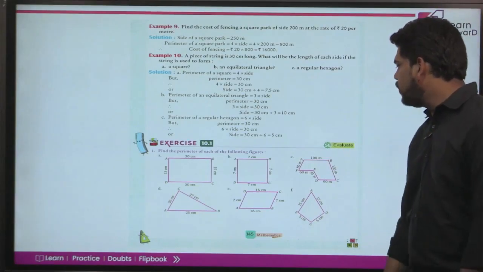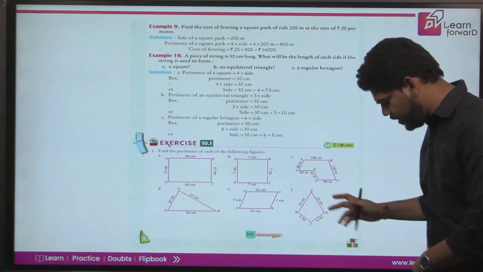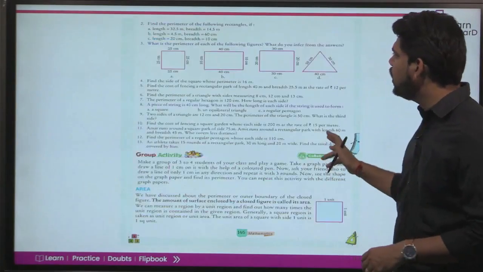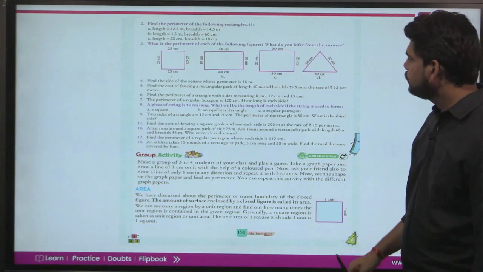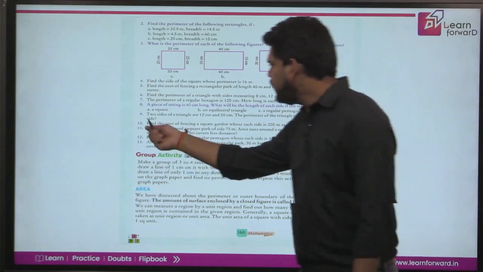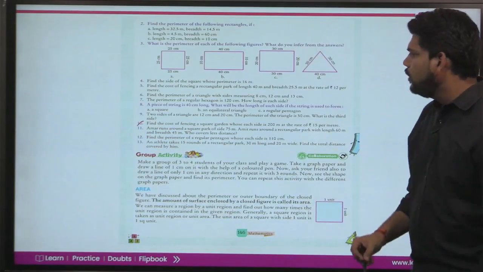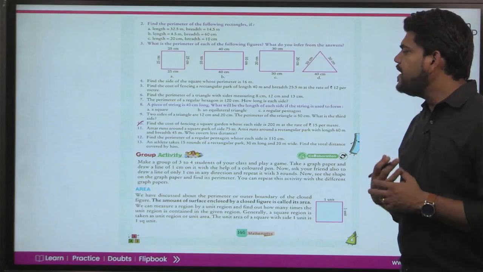Find the perimeter of the following figure. I hope you can do it by yourself. We have done enough questions till now. Okay, let us do the 10th question over here. Find the cost of fencing a square garden.